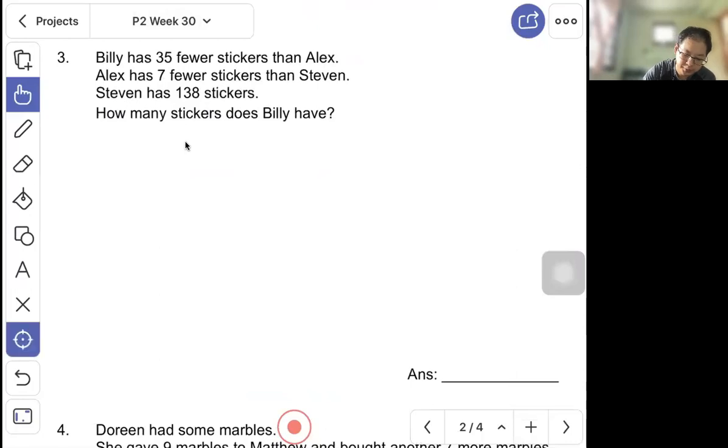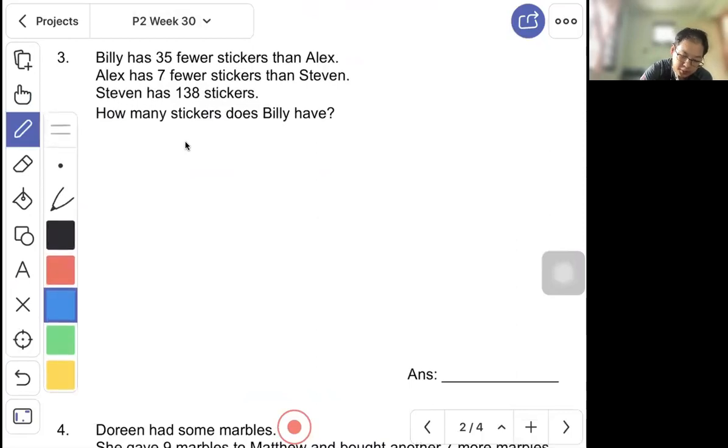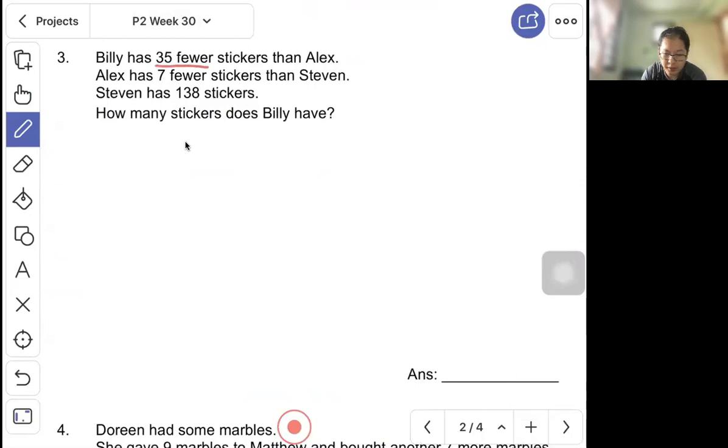Question 3. Billy has 35 fewer stickers than Alex. Alex has 7 fewer stickers than Steven. Steven has 138 stickers. How many stickers does Billy have? So Billy has 35 fewer stickers than Alex. So you draw the model for Billy shorter than Alex by 35.